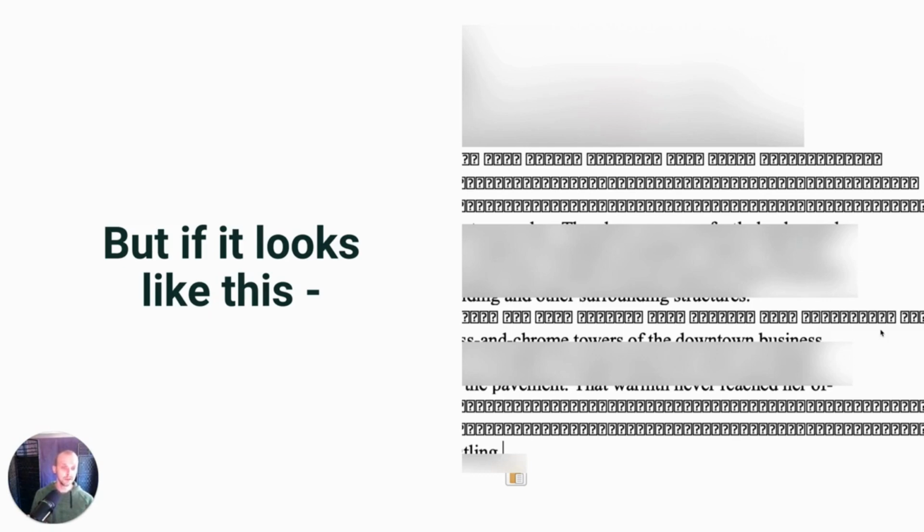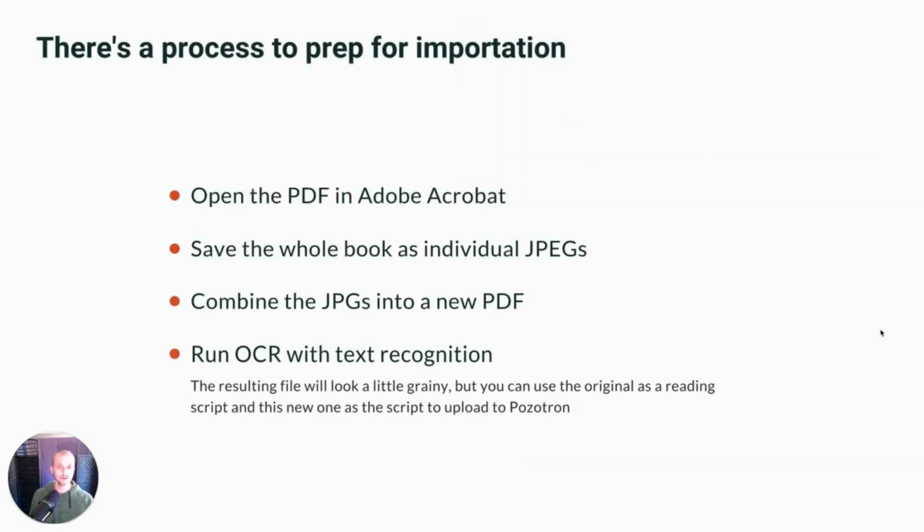So if you have any of these kind of corruption or font issues, there's a way that you can work around it in the script prep stage. Open the PDF in Adobe Acrobat, save the whole book as individual JPEGs, combine the JPEGs into a new PDF, and run OCR with text recognition. The file that you get at the end might look a little grainy, but you're not reading off of that one, so you can use the original as a reading script and this new one as a script to upload to Pozotron. I'll go through what each of these steps look like.